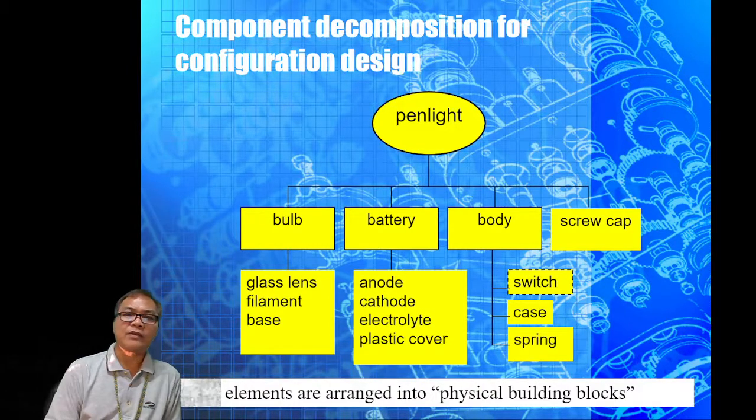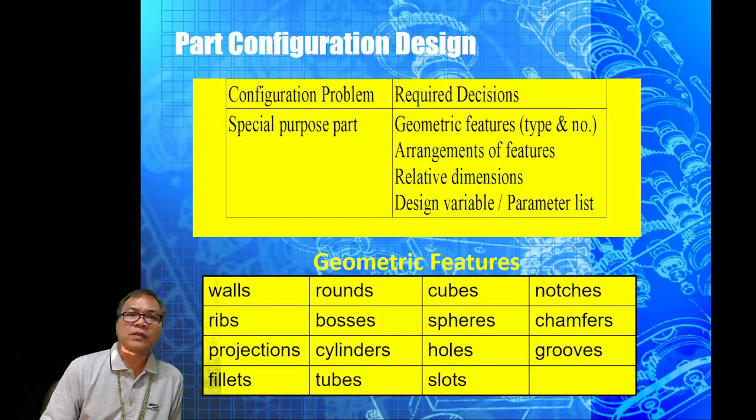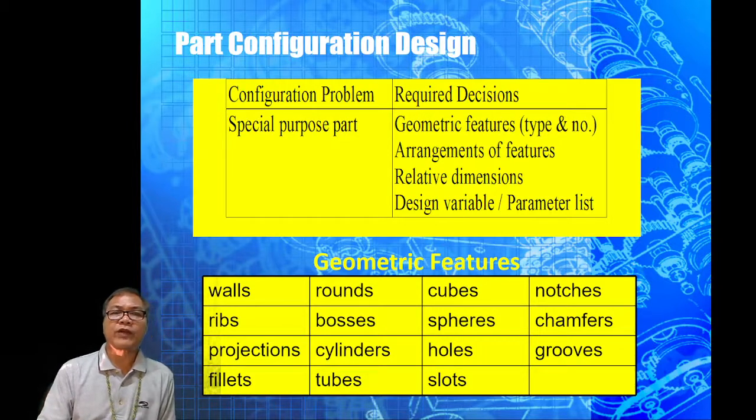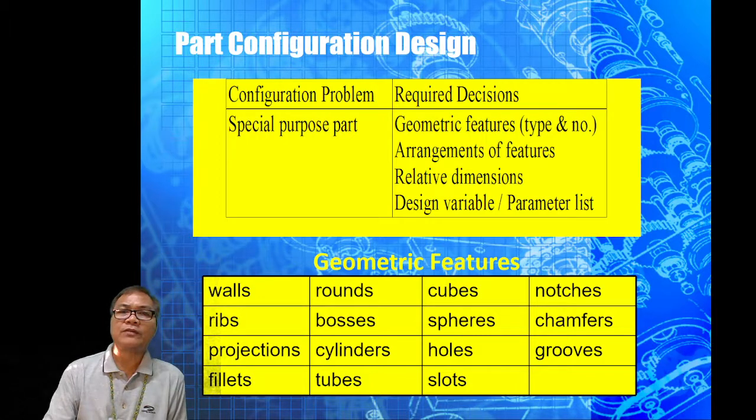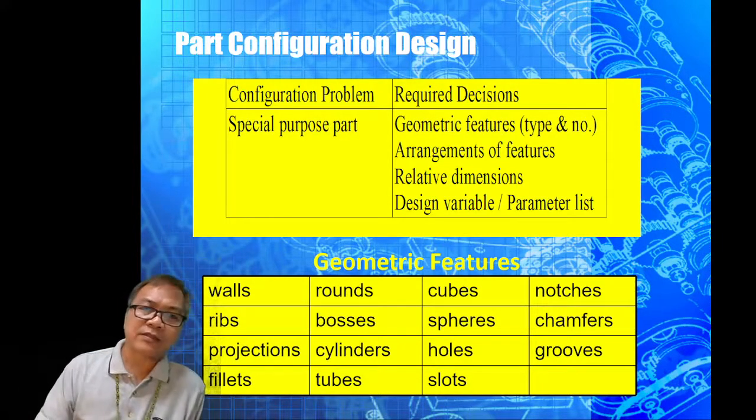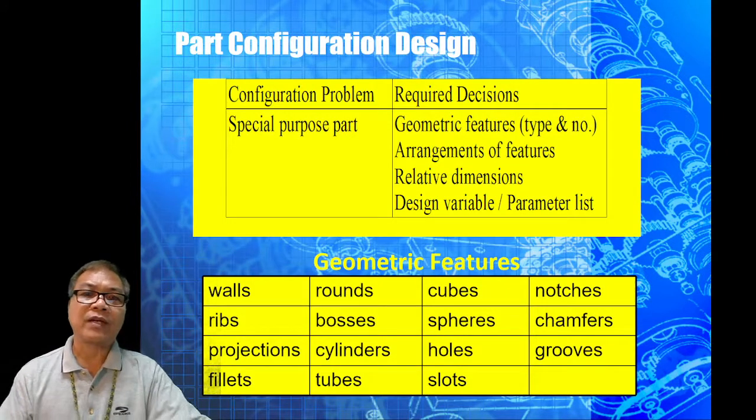Integrate lang na mo sa body, no? So that is how you are going to think on the configuration design, no? How can you make it simpler? Okay, so for example in this case the configuration problem nimo, you have the special purpose part, no? Then required dimensions, na geometric features, type number 1, number, the arrangement of features, the relative dimensions, the design variable, parameter list, no? So out from these geometric features, you can select, no?